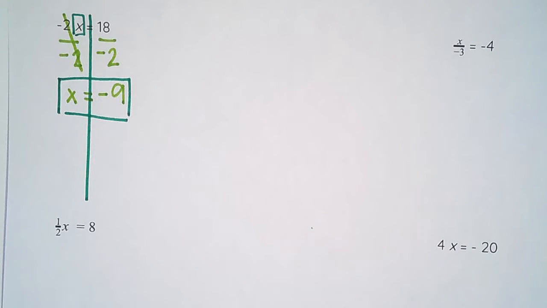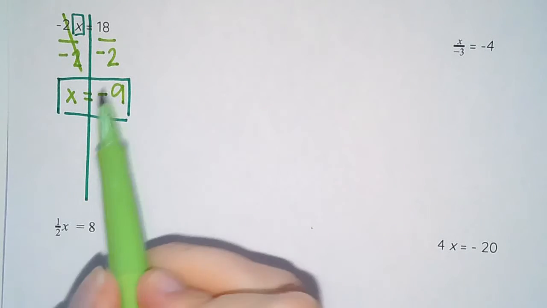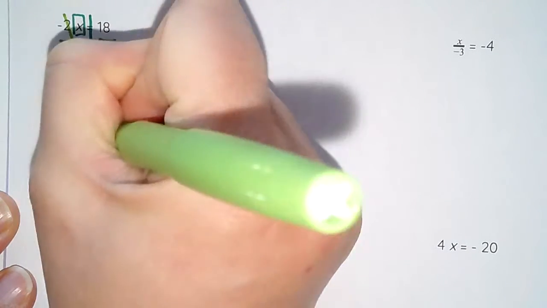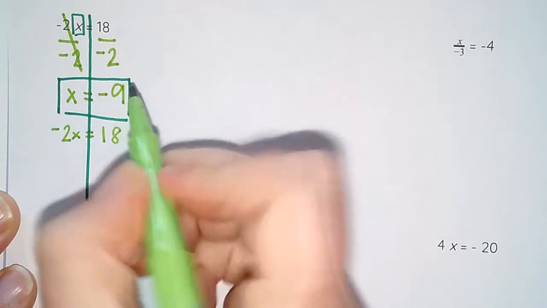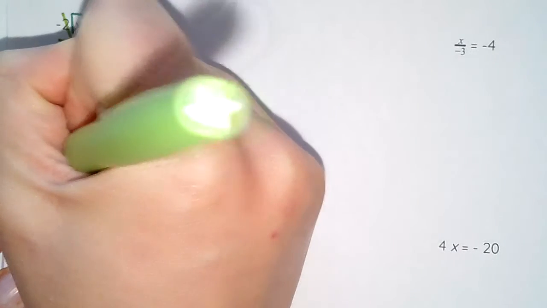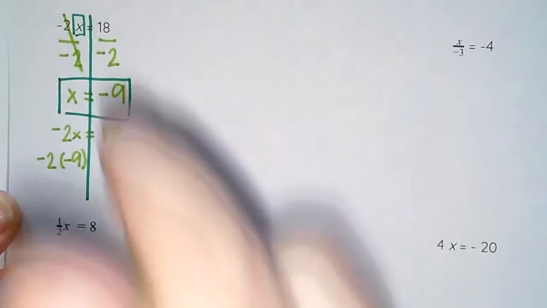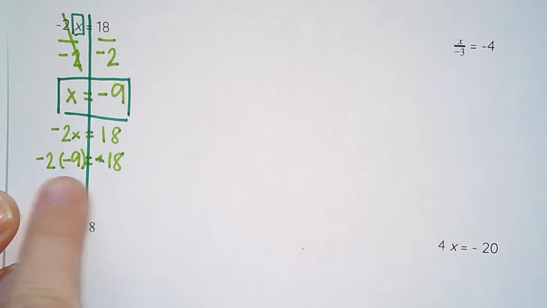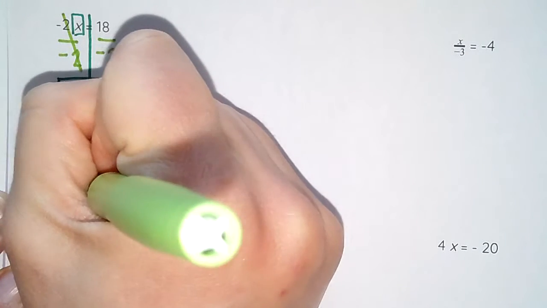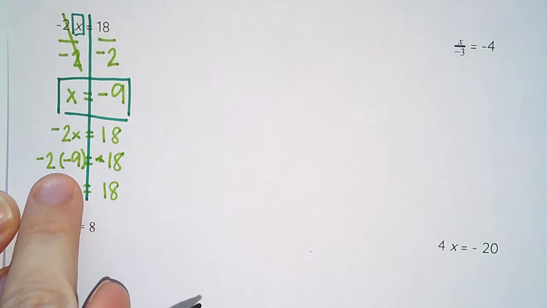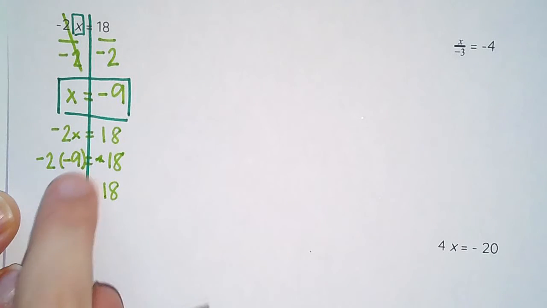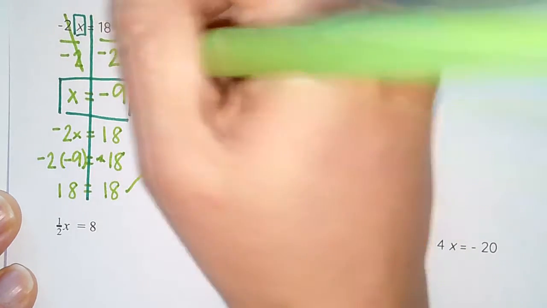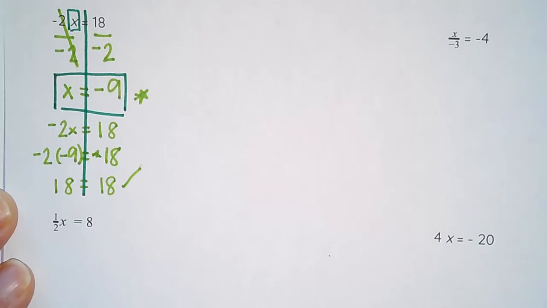But now I want to make sure that this solution works. So I take my equation, negative 2x equals 18, and I take that negative 9 and I substitute it in for that x. So now I have negative 2 times negative 9. Does that equal 18? Sure does. 2 negatives make a positive, and 2 times 9 is 18. So this is correct. That means that my solution is good to go.